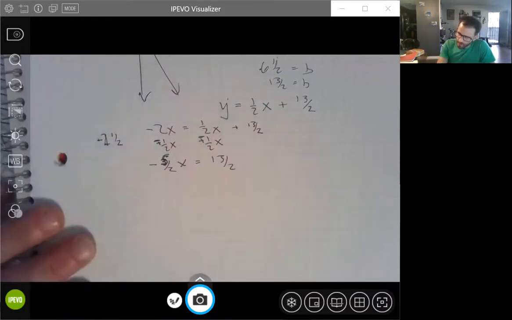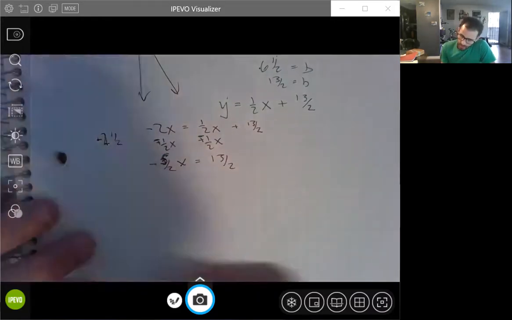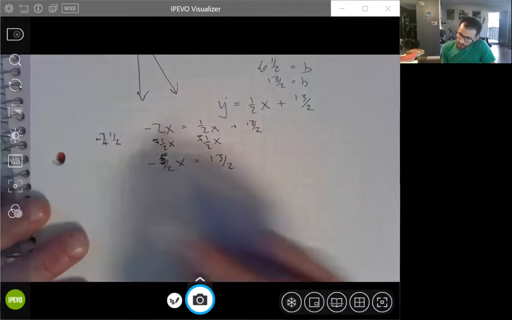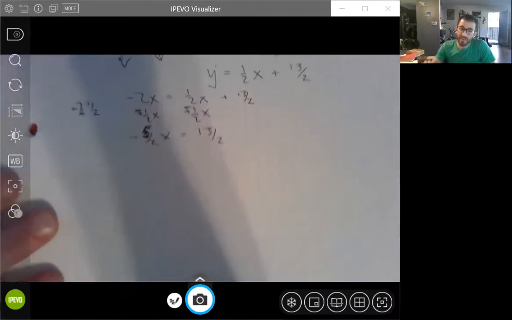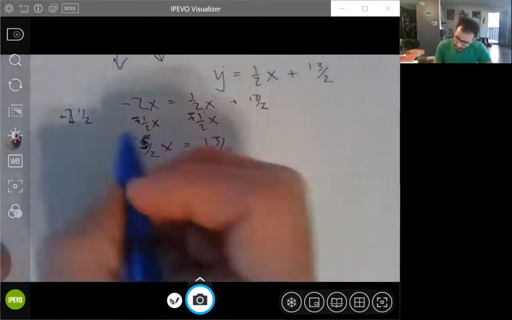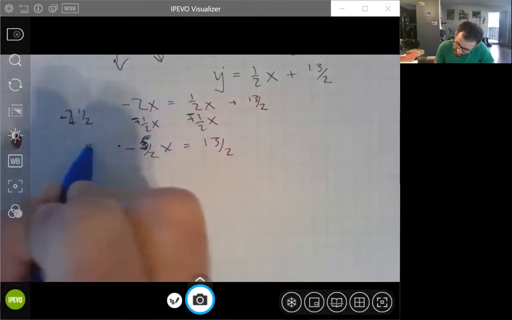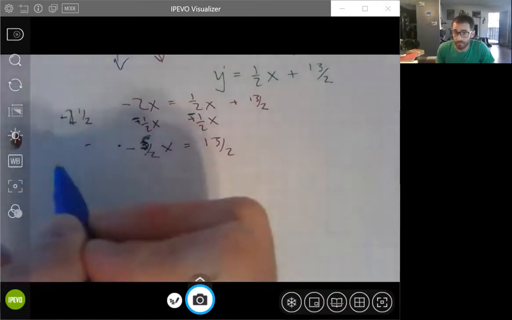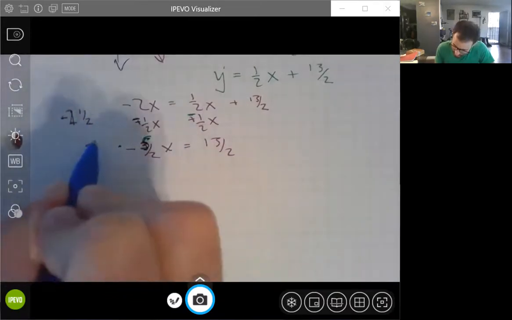All right. So now we are going to do one of two things. I'm going to do the thing you probably were taught, but there is an easier way to solve this, but it's fine. We're going to multiply by the reciprocal. The reciprocal, not the opposite reciprocal.